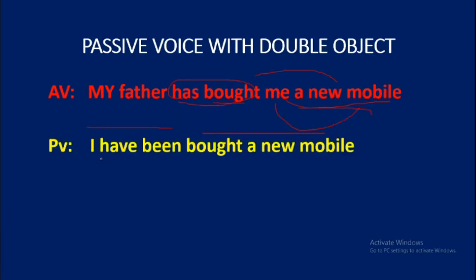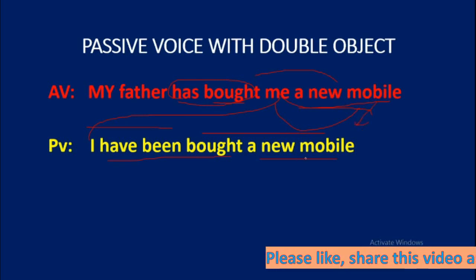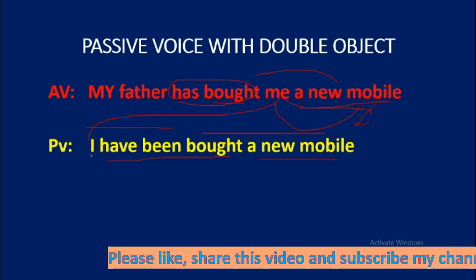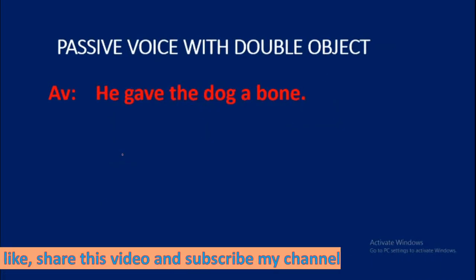Observe one more sentence: I have been bought a new mobile. You place the indirect object first here, and "have been bought" is the passive form, and the new mobile, the direct object, goes at the end. So there is no need of a preposition when you want to place the indirect object first.